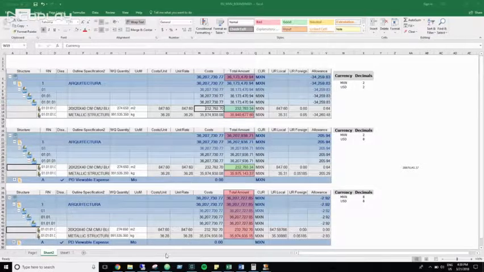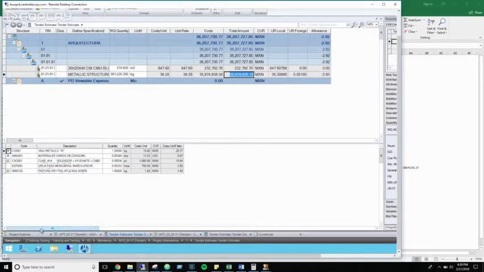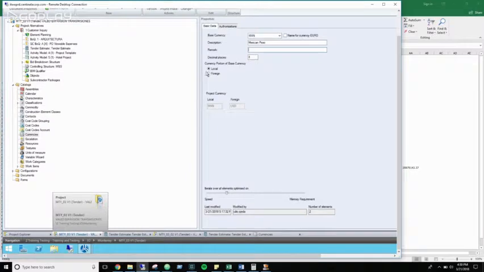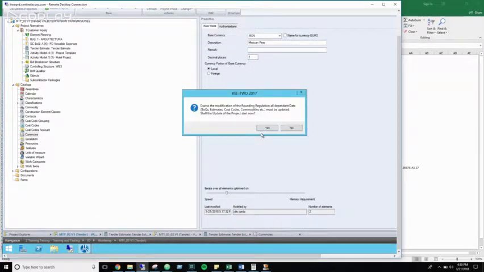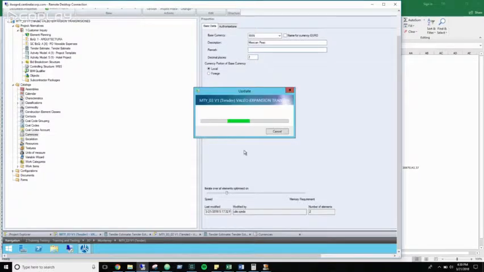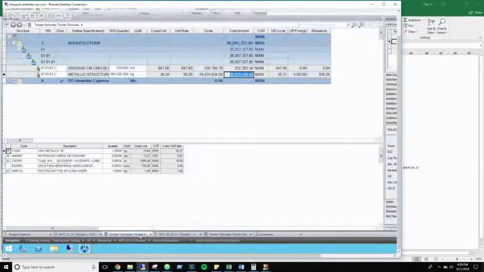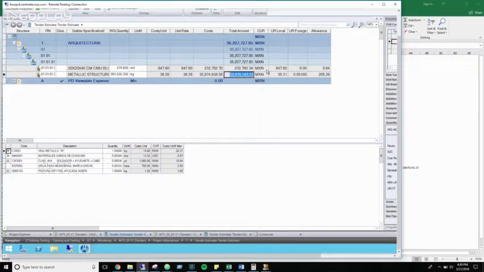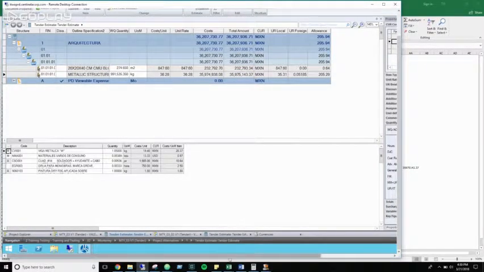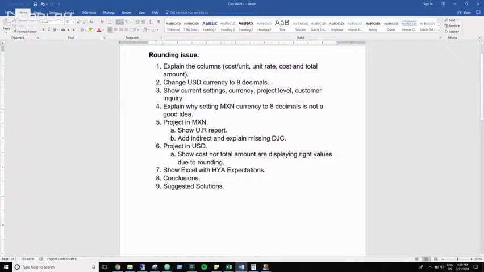So I'm gonna change it back to 2 decimals here. So it was the way it was before. Now we are on the 5th step, which is the project in MXN. It's the one that we are already using. And I'm gonna show you the unit of rate report.